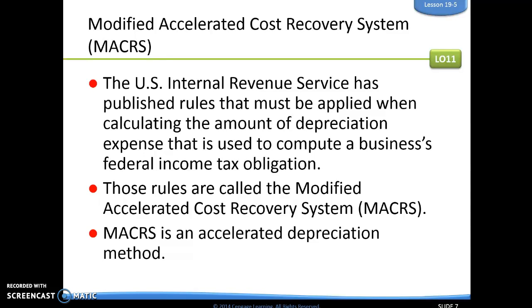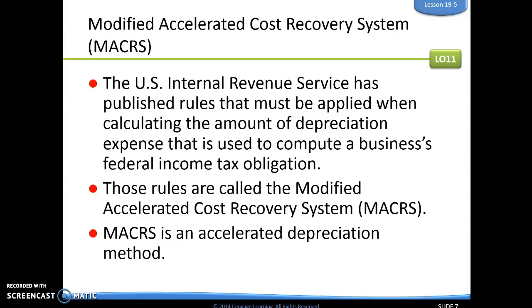They can't go from straight line to double declining or vice versa. Once they choose that method, they have to stick with it. Modified Accelerated Cost Recovery System, MACRS. The United States Internal Revenue Service, the IRS, has published rules that must be applied when calculating the amount of depreciation expense used to compute a business's federal income tax obligation. Those rules are called the Modified Accelerated Cost Recovery System.